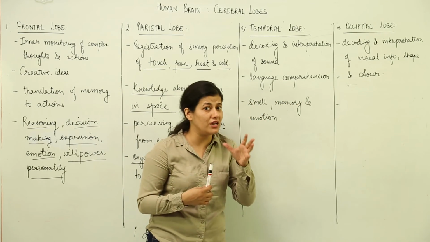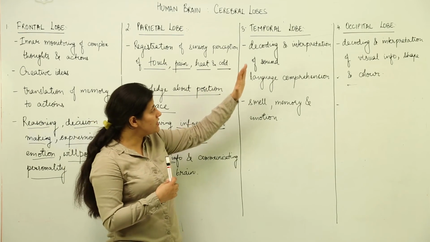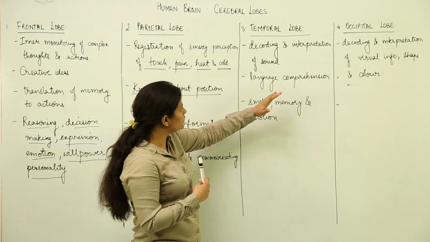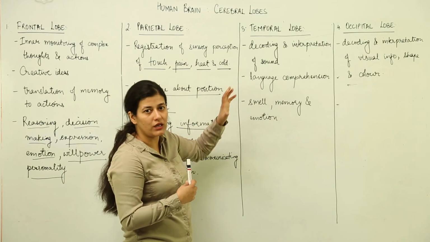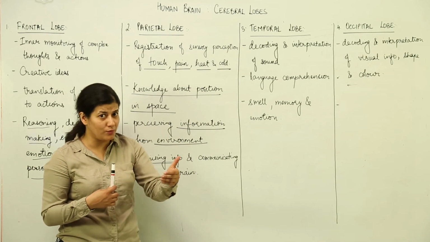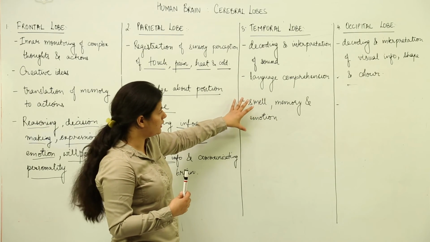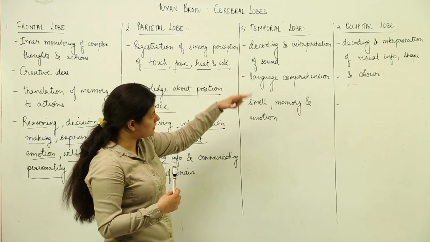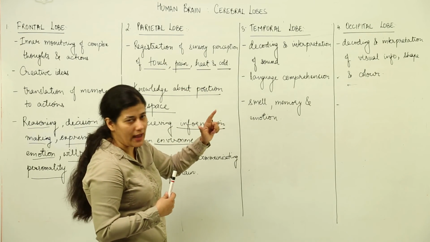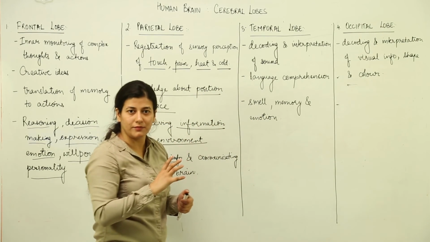That is why the human brain is so much advanced, because it has all these functions which are carried out in the cerebrum, out of which one is language comprehension. You know that birds also hear sound, they also respond to sound, but this language comprehension part is very important for the human brain. Apart from this listening process, that is the interpretation of sound and language comprehension, smell, memory and emotion at times are regulated by the temporal lobe.